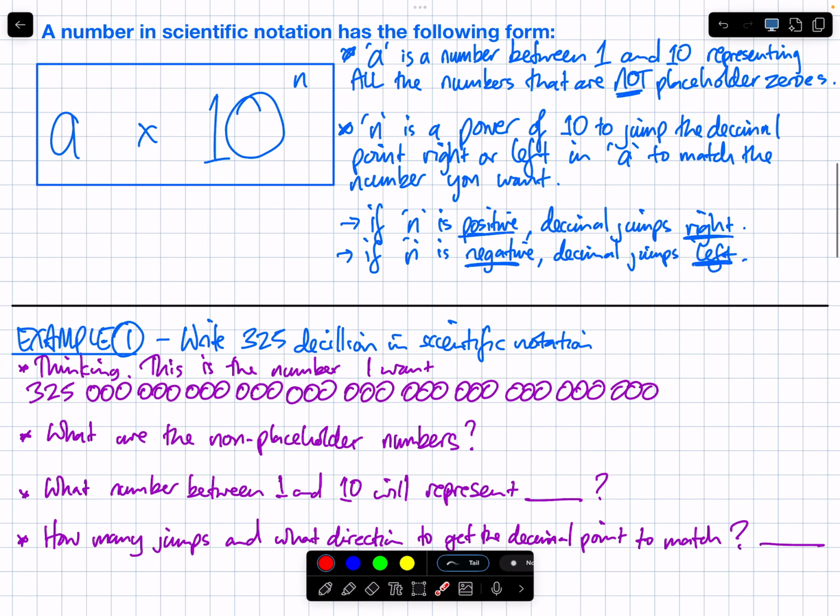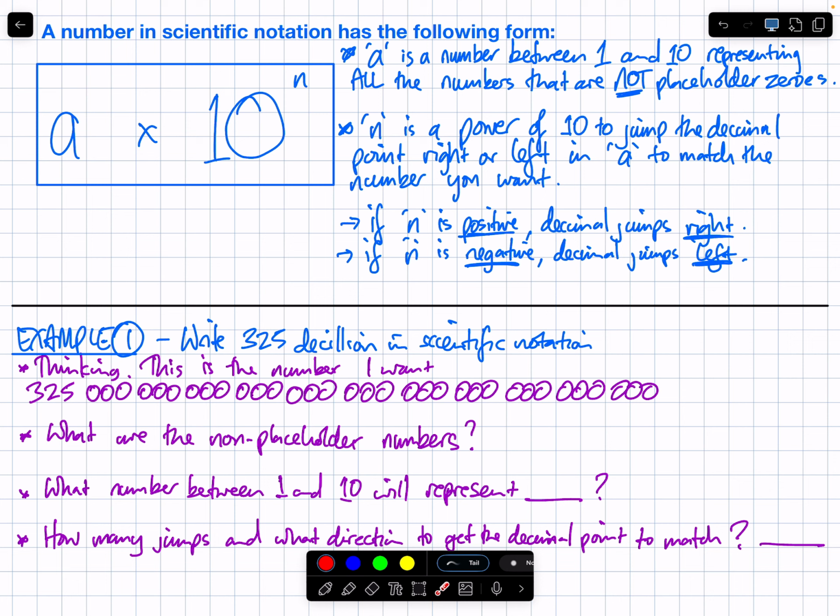Okay, I'm going to leave that big blue thing up there so we can see the rules while we do an example. That purple stuff there is just for me to help you follow along in the thinking. As you practice, you won't need to write that. But right now, I want to do it laboriously. I want to write 325 decillion in scientific notation. This is the number I want: 325 and 33 freaky zeros there.